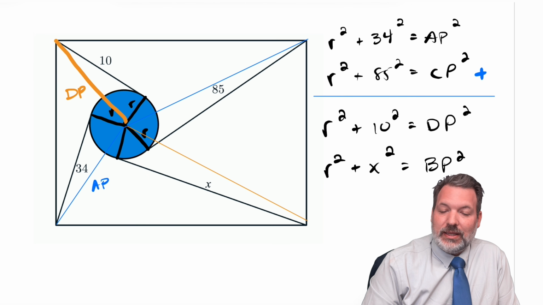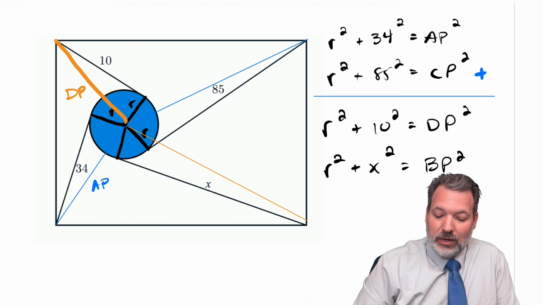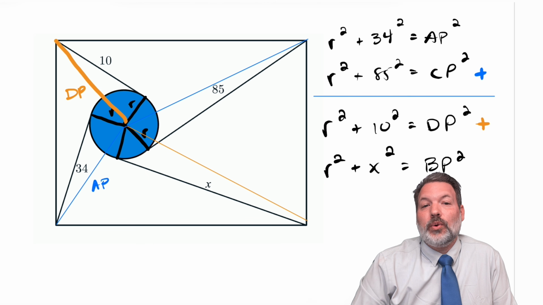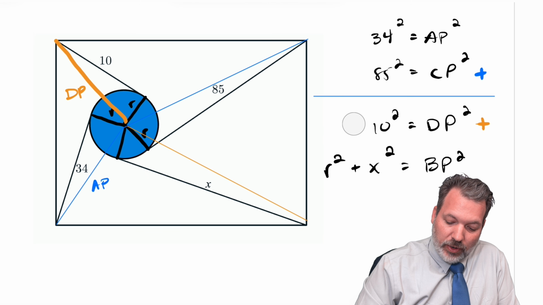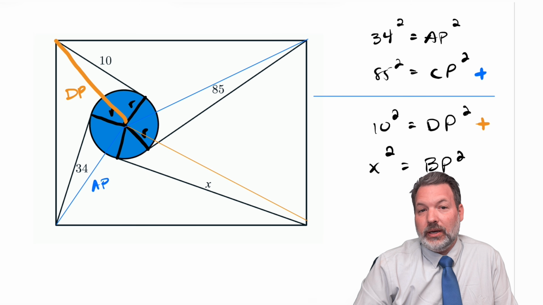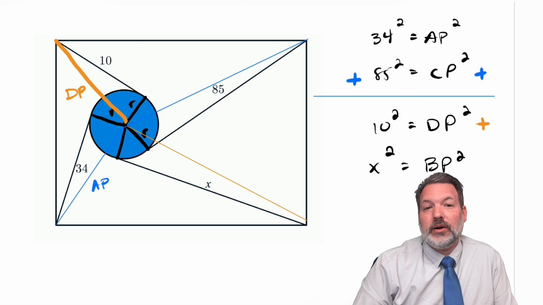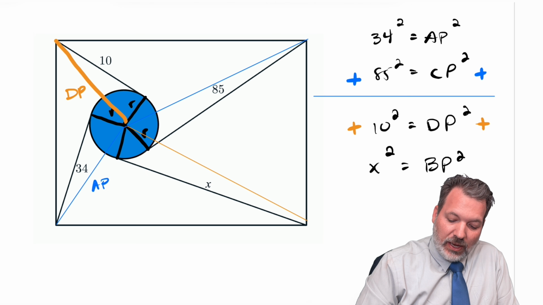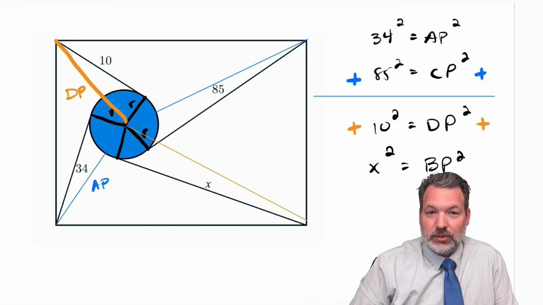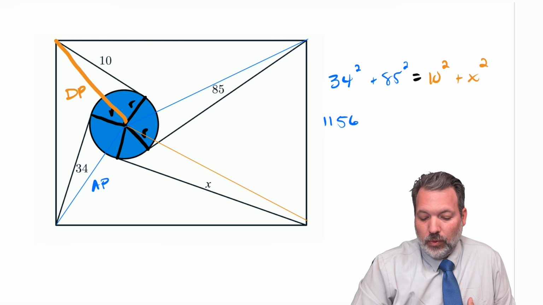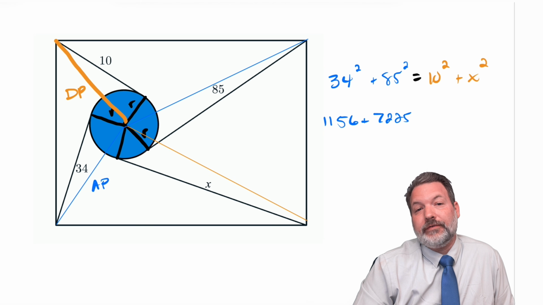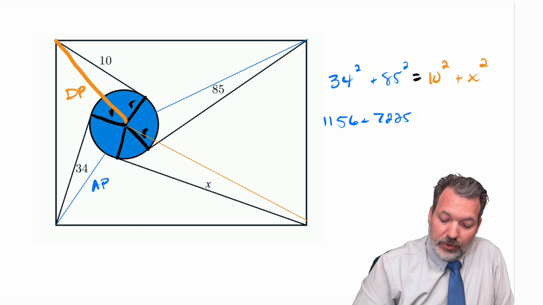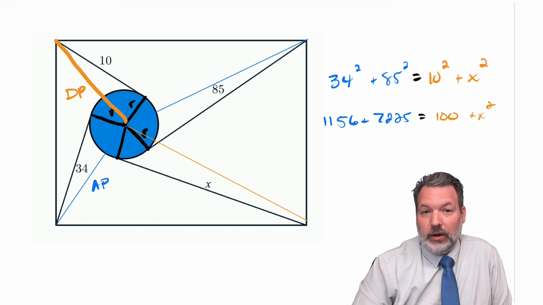The key to remember is that AP squared plus CP squared had to be the same as DP squared plus BP squared. You could imagine subtracting away 2r squared on each side of this equation, and what you get is that 34 squared plus 85 squared must be the same thing as 10 squared plus x squared. 34 squared is 1,156, 85 squared is 7,225, just some nifty little math tricks that I'm using there. 10 squared is 100, and then x squared stays x squared.